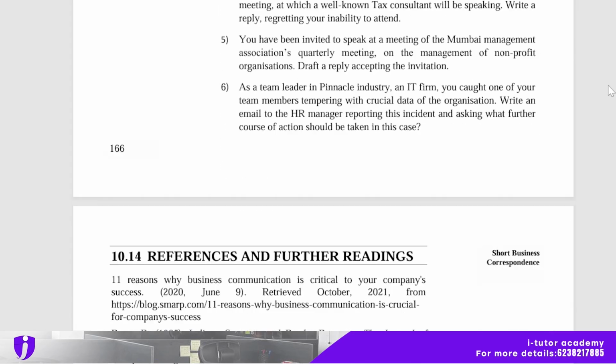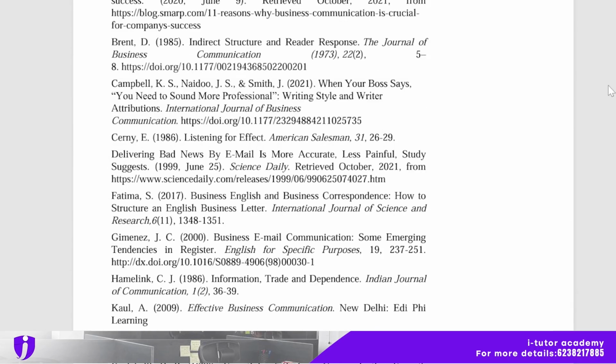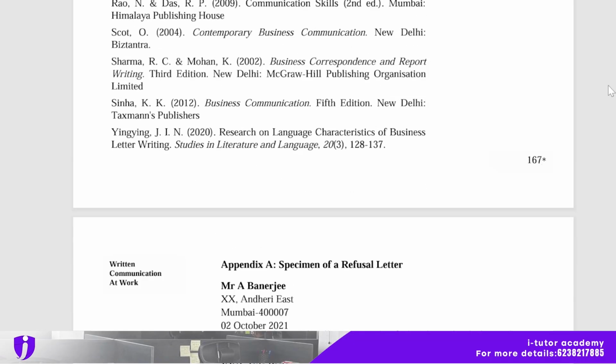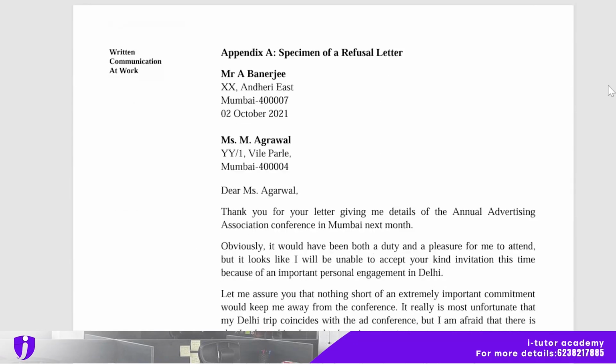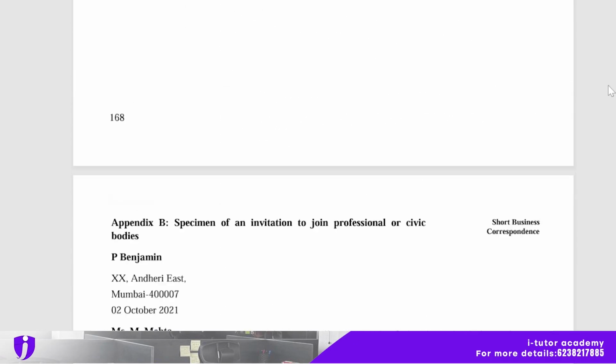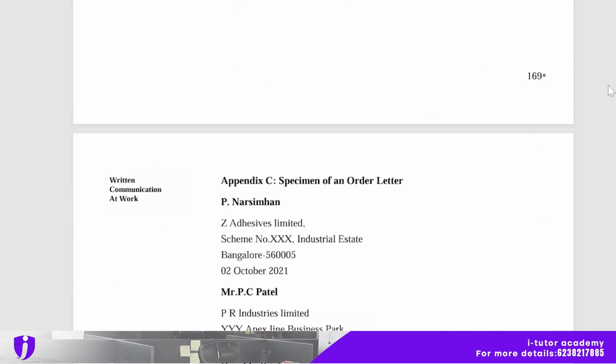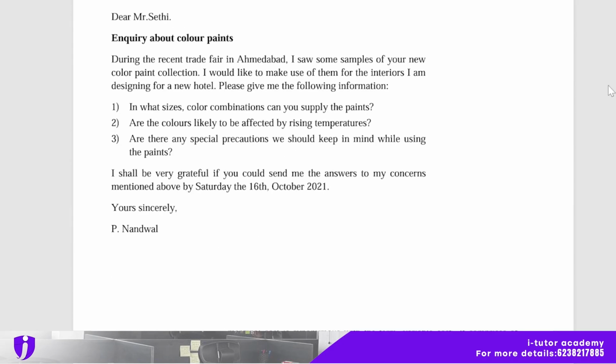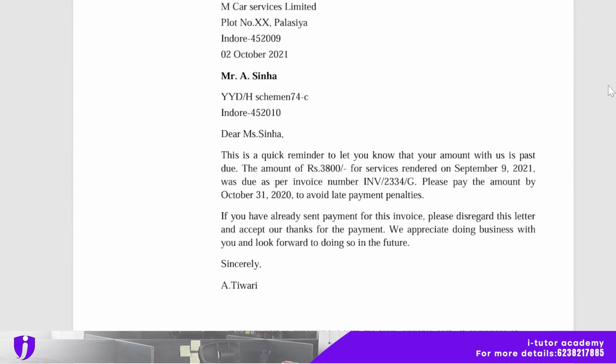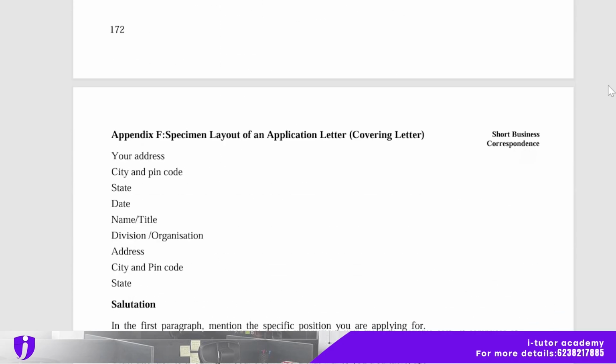And the references section is here. And also there is the appendix section. These are the specimens for many letters we already discussed, so you just go through them one by one. If you have any doubts, you just contact us also, we will also explain. Okay, these are all the specimen letters we already discussed in business letters.